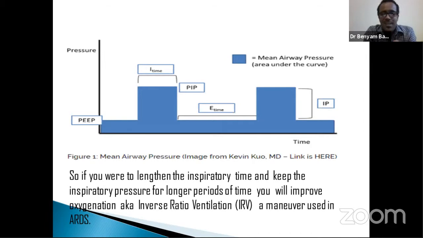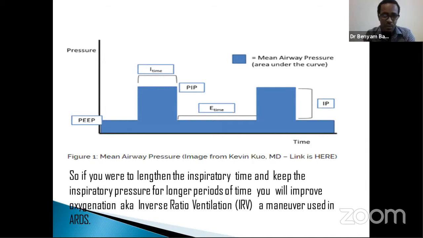So let's say we want to increase the mean airway pressure. How do we do that? Okay, we have two options. How would you want to increase this blue area? What I would do is, one, increase the PEEP. If I make the PEEP higher, the blue shaded area will increase. So increasing PEEP will increase the mean airway pressure, so it will increase oxygenation.